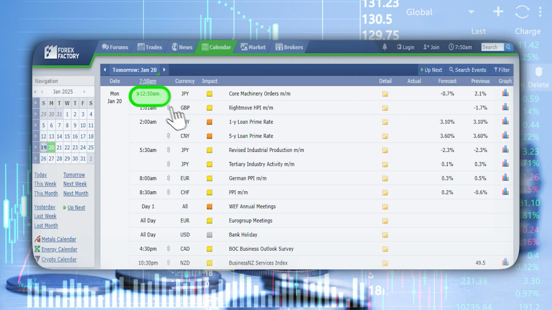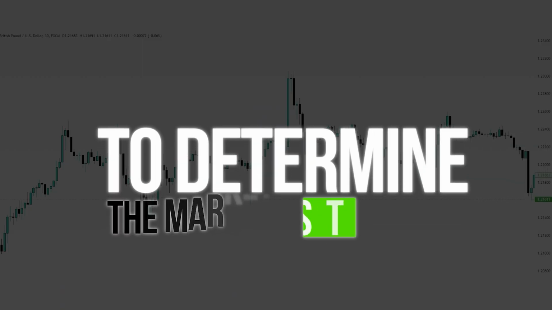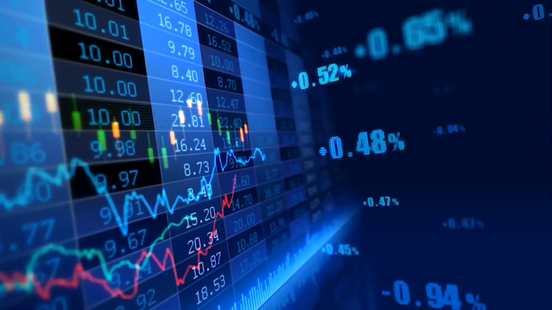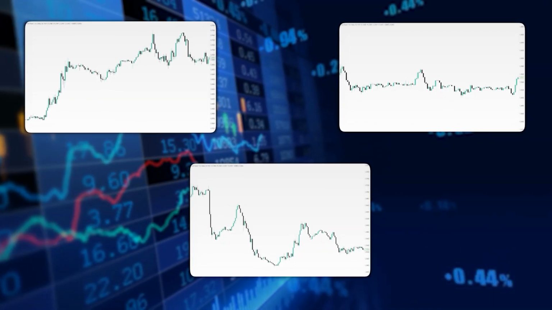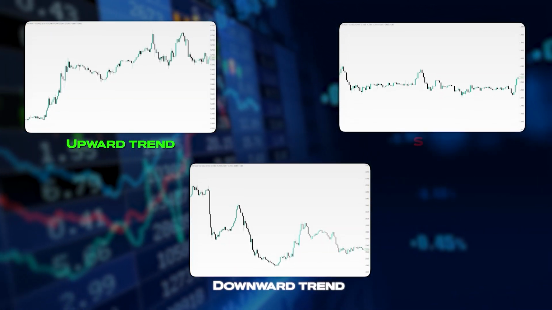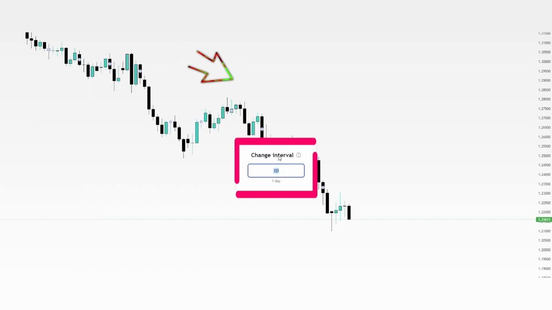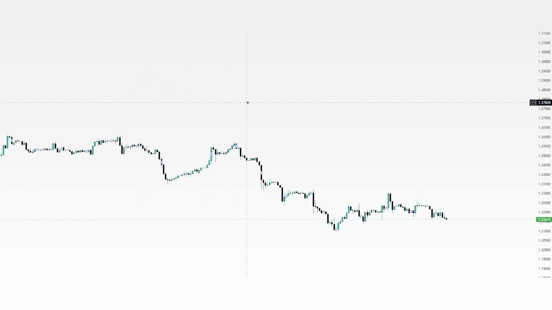Once you have checked the news and made sure it is safe to trade today, the next step is to determine the current market structure. This is crucial to understand which direction to move with the market. The market can be in one of 3 states: upward trend, downward trend, sideways movement. For accurate analysis, always start with a higher time frame to understand the big picture.